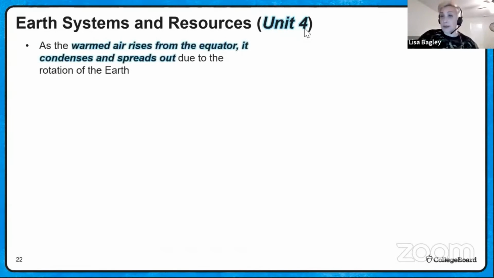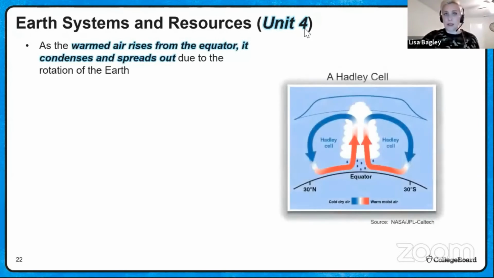So let's talk a little bit about that tricellular model. We have this direct incoming solar radiation at the equator, and this warm air rises at the equator, and it condenses and spreads out. And this is due to the rotation of the Earth. Take a look at this picture right here. This is a diagram of a Hadley cell.